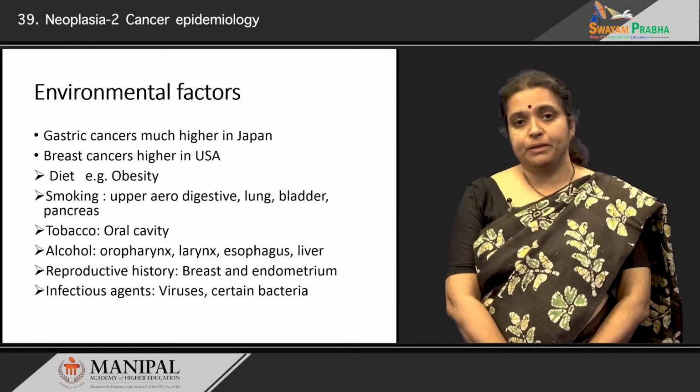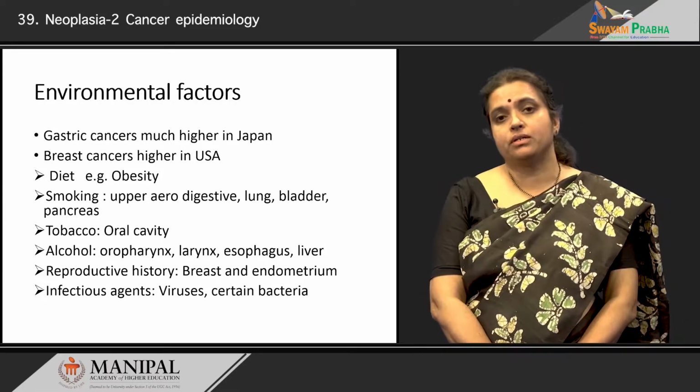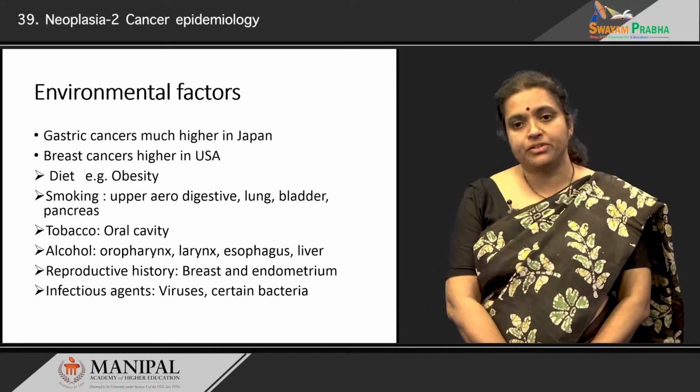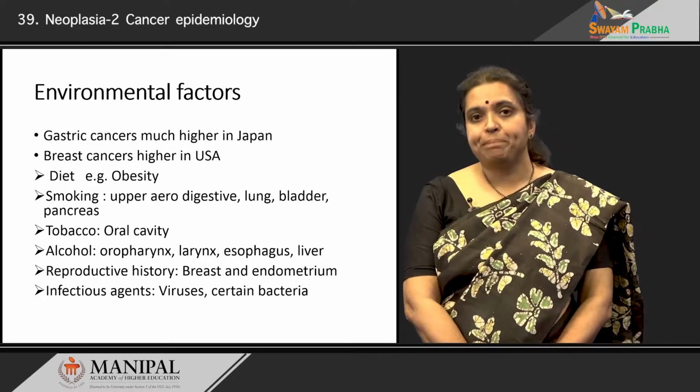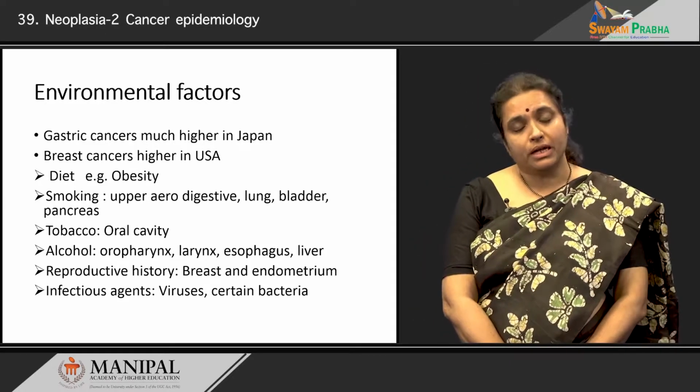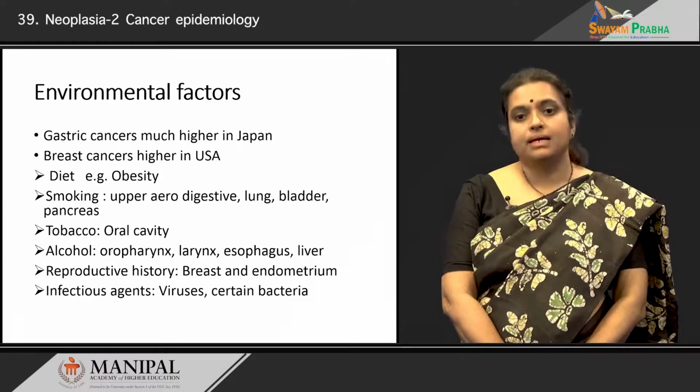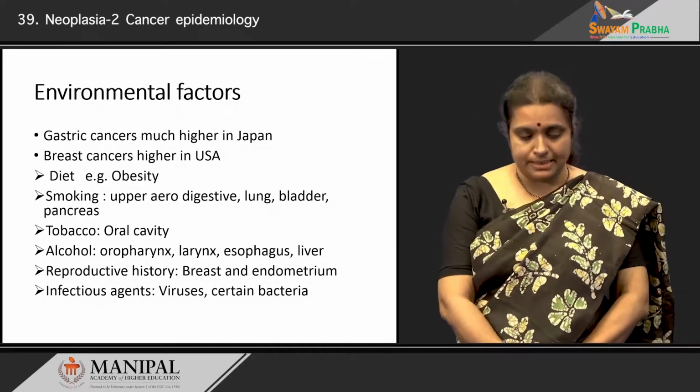Reproductive history has a role to play. In people who have prolonged estrogen exposure, cancers of the breast and endometrium are common in these women. And finally, we even now know today that infectious agents such as certain viruses and bacteria can cause cancer.